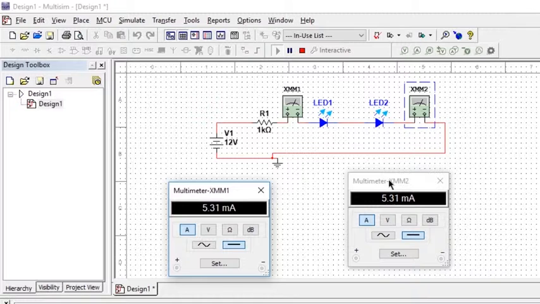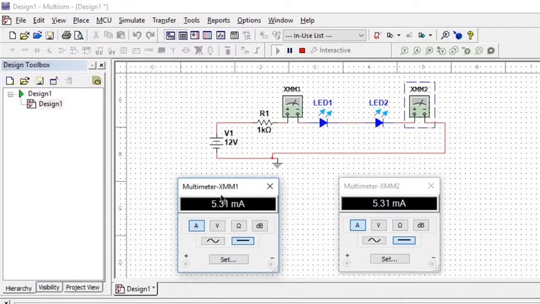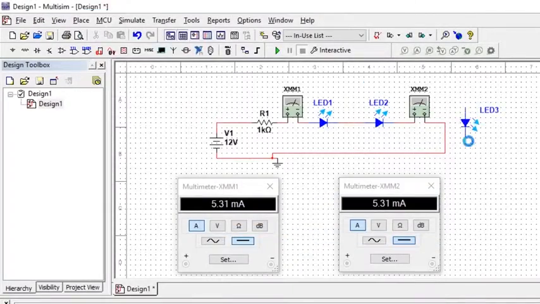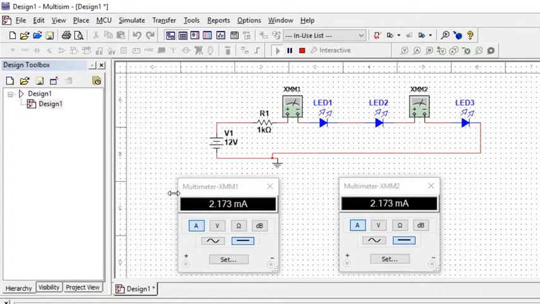With two multimeters, we can see that the current through the first LED is the same current that exits the second LED, which proves the current in a series path remains intact and unchanged. The current is high enough to make the LEDs glow. To make things interesting, let us connect a third LED. We can see the current is quite reduced, and none of the LEDs glow.